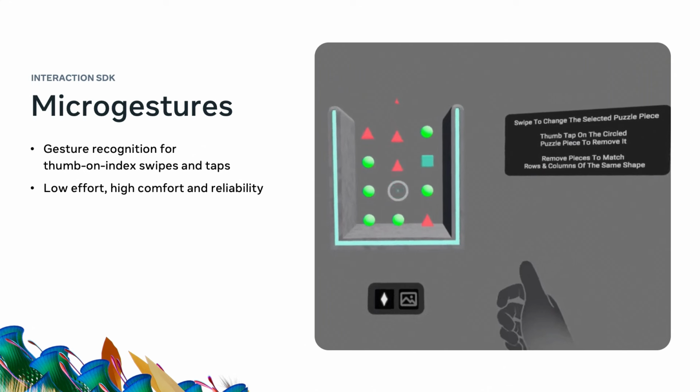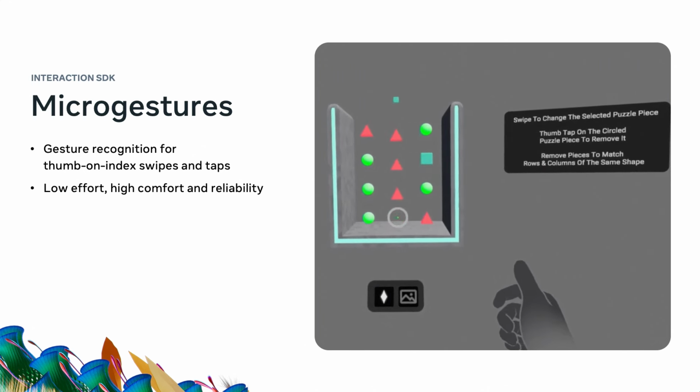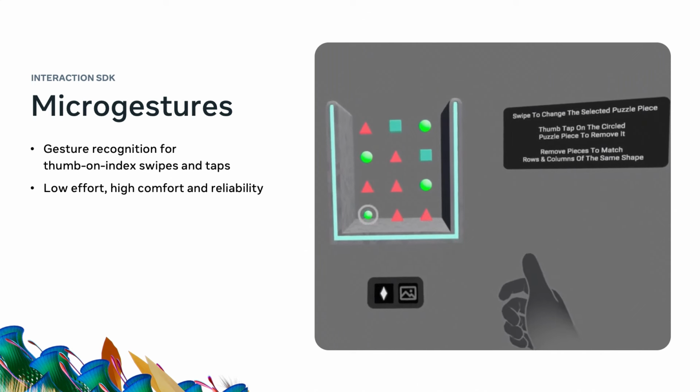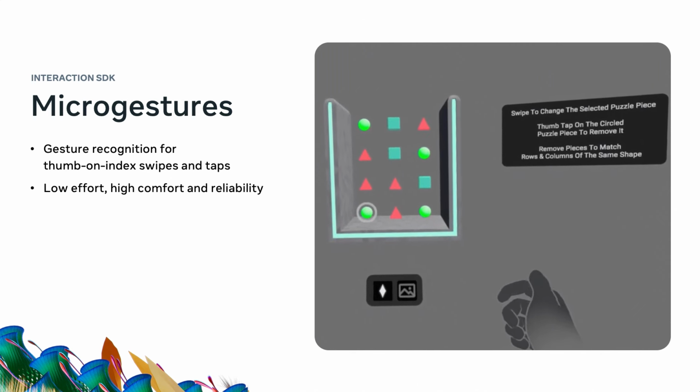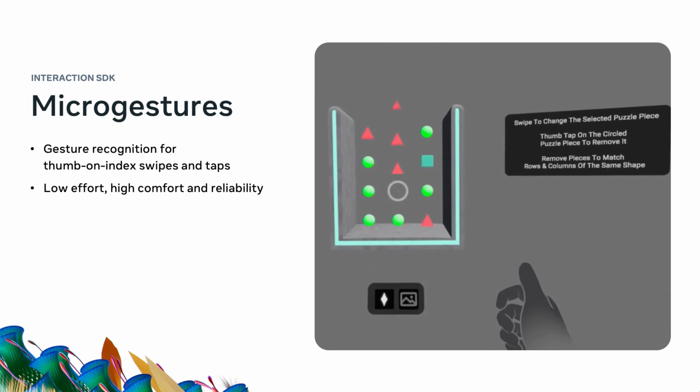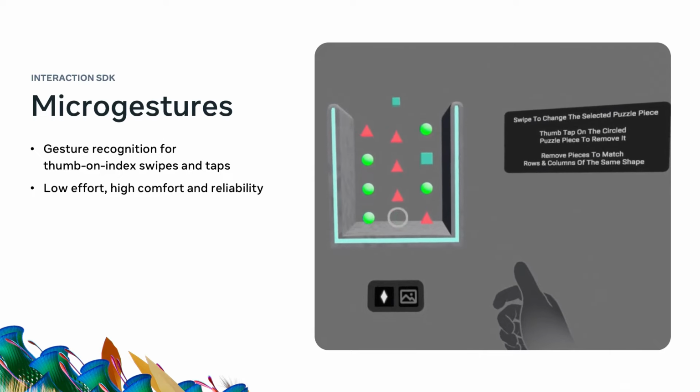So micro gestures. Micro gestures is a super cool new feature that expands the hand interaction space by recognizing finger-based gestures and thumb taps and swipes on your index finger. So things like this, a tap here, a swipe here, and a swipe here. These were previously not very reliable because the motions are very small. But micro gestures makes these very reliable and very easy to use. So with this, you can emulate a remote control, doing things like 2D menu navigation, shortcuts, match 3 game, or even locomotion.